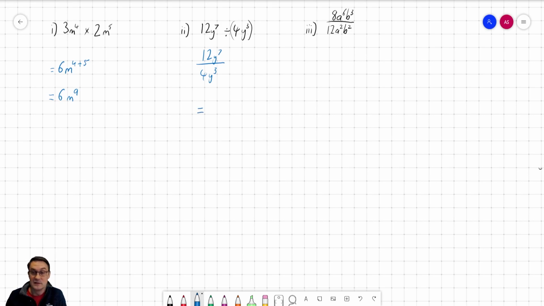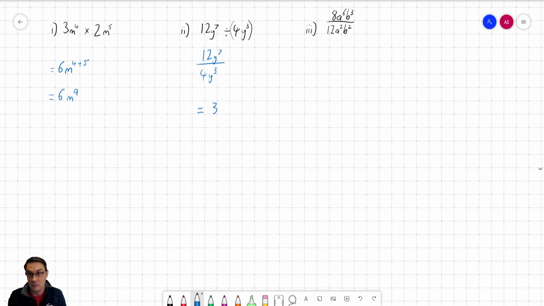Now, in dealing with this, again, I'm going to focus on breaking it into parts. So first of all, I just want to deal with the numbers only. So I've got 12 divided by 4, or 12 over 4. And when we work that part of it out, what we find is we get an answer of 3. That's the first part done.